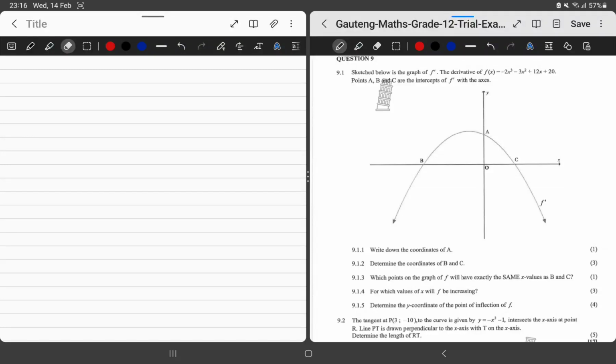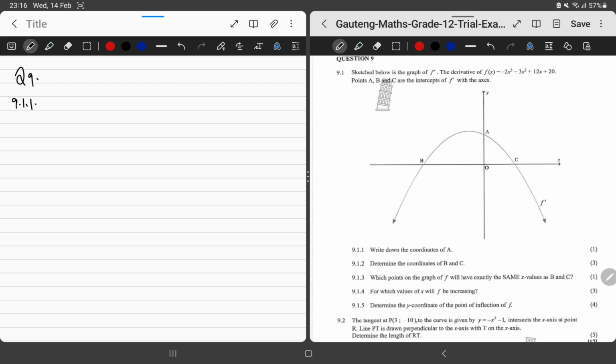Question from the Gauteng Prelim 2023. Question 9. Sketched below is the graph of f prime, the derivative of f. Points A, B, and C are the intercepts of f prime with the axes.